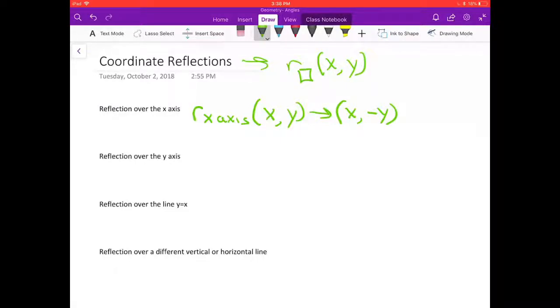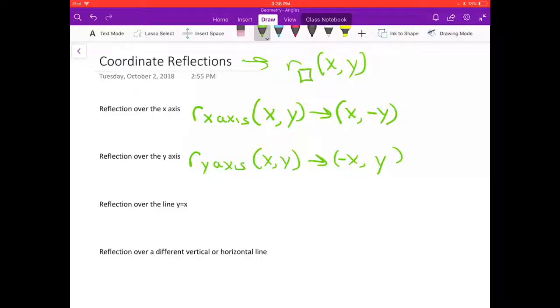The second reflection that we need to do is to be able to reflect something over the y-axis. It's written the exact same way, reflection over the y-axis of any point x comma y. The difference here is we're just going to change the value of the x-coordinate. So same as we did before, if it's positive, make it negative, and if it's negative, make it positive.